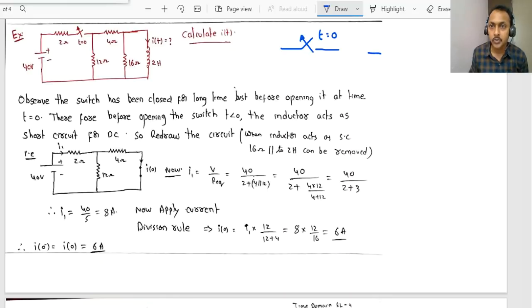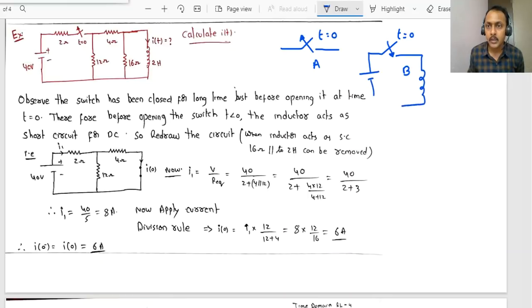If in case the switch is given like this, for example, observe, at t equals 0, if this is B case and if this is A case, in B case you have to understand it as, for example, if you are having some voltage source and here you are having some circuit, its meaning is the switch is closed at time t equals 0. Just before closing the switch, it is open, it is kept open for a long period of time.